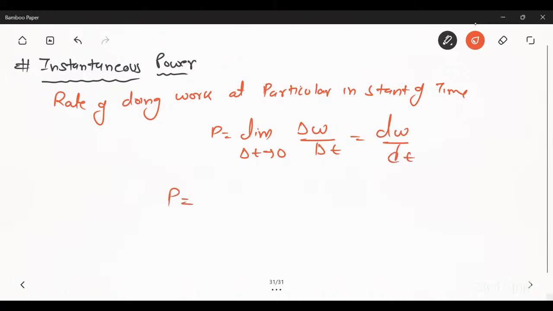Instantaneous means for a very short duration. So change in work done upon time, and dW is F dx, so F dx upon dt. Now dx upon dt, change in displacement upon time, is equal to velocity. So power is equal to force into velocity. That was the relation between power and force.